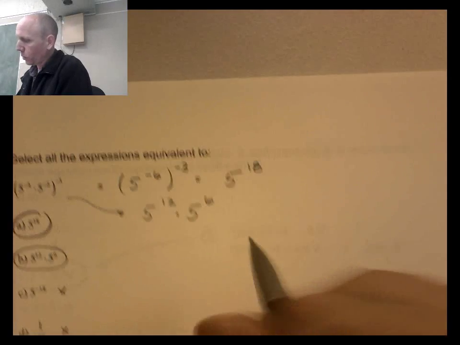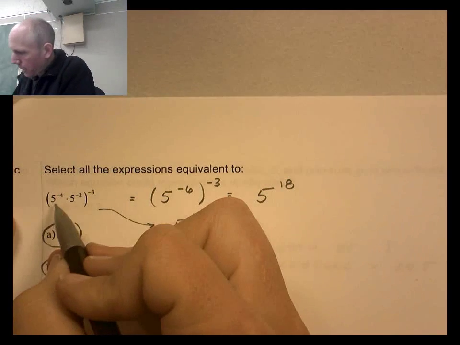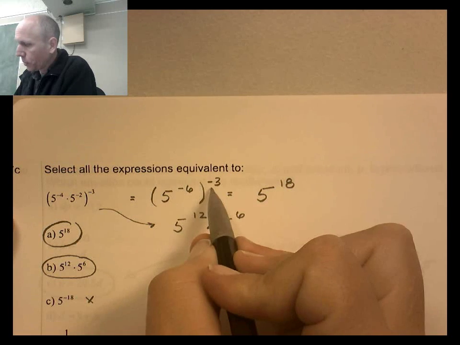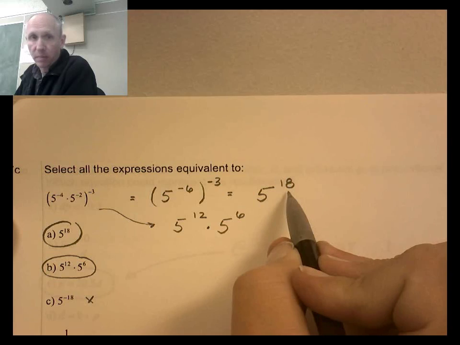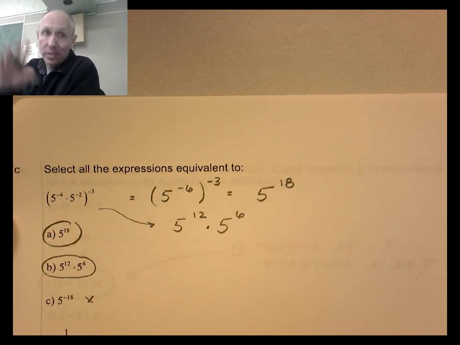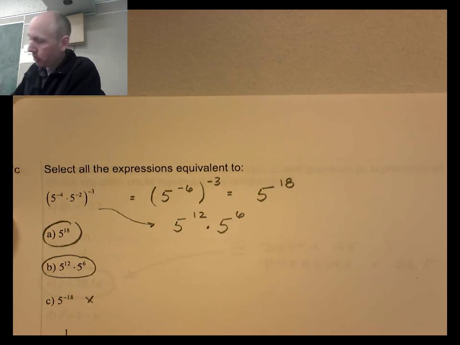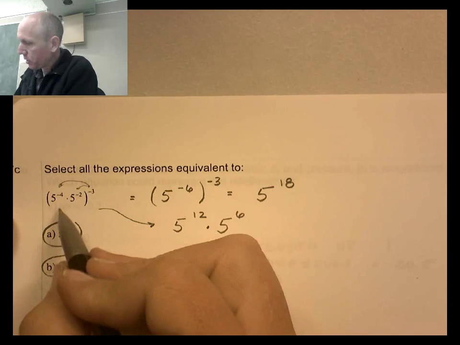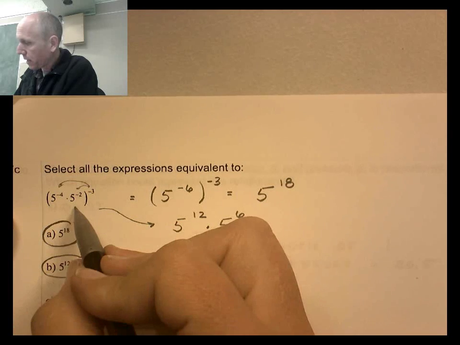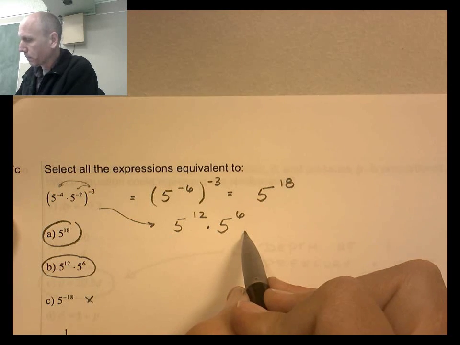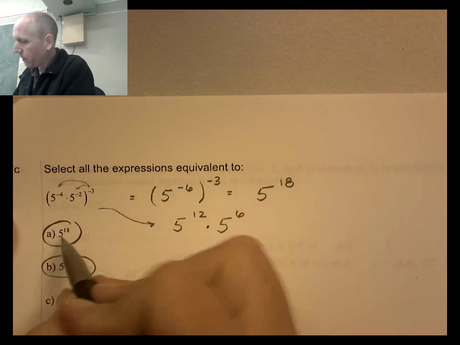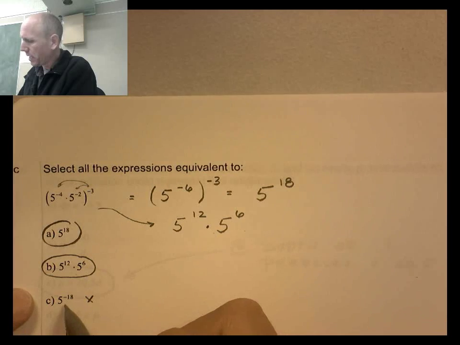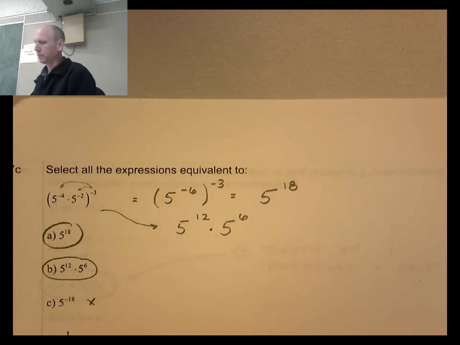Select all the expressions that are equivalent to this. Okay. So 5 to the negative 4 times 5 to the negative 2, that's 5 to the negative 6, raised to the negative 3 power, multiply those, that gives me 5 to the 18th. That looks good. I could also distribute it. This is not distribution, it looks like distribution, but let's give that negative 3 to those guys. So it becomes 5 to the 12th and 5 to the 6th. There we go, which becomes 5 to the 18th. So 5 to the 18th, that's a valid answer. 5 to the 12th, 5 to the 6th, that works. 5 to the negative 18 doesn't make sense, and that one doesn't make sense either.